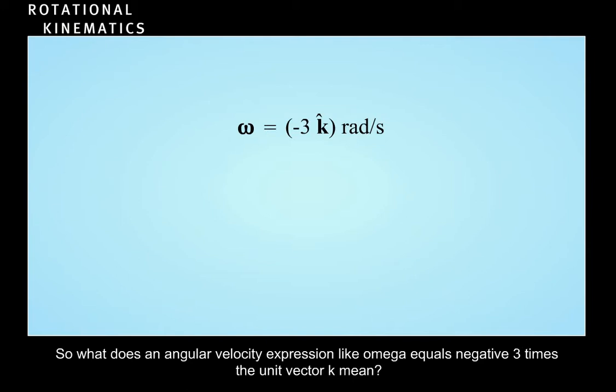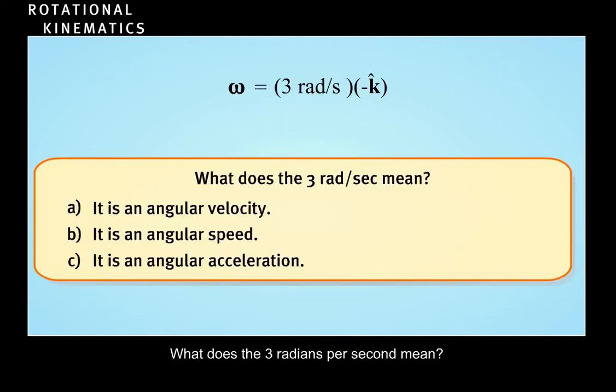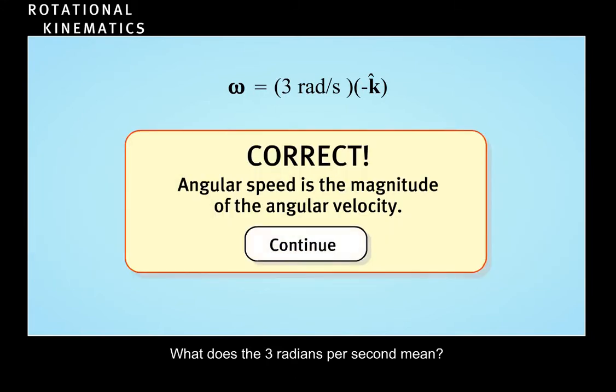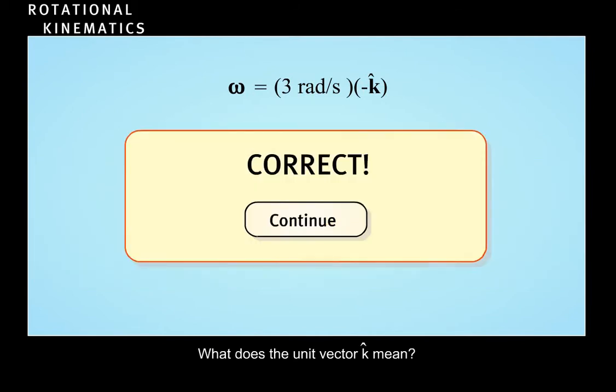mean? Let's start by reorganizing the equation like we did with translational motion. What does the 3 radians per second mean? That is correct. Angular speed is the magnitude of the angular velocity. What does the unit vector k mean? That is correct.